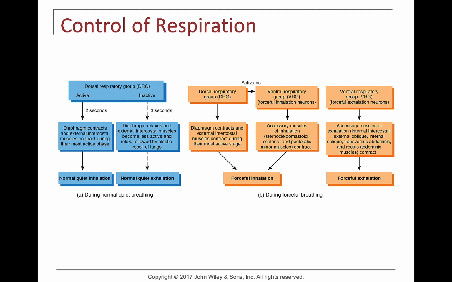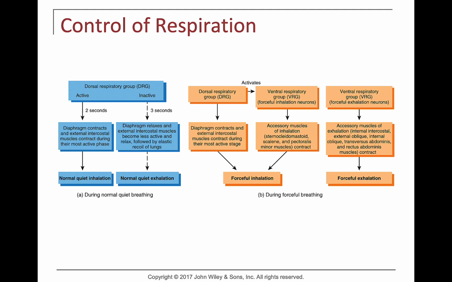So this is an important flow chart to see how the DRG and VRG work together to control both normal and forceful inspiration and expiration. Notice normal quiet breathing is controlled solely by the DRG there at the back of the medulla oblongata, the dorsal respiratory group. It remains active for roughly 2 seconds and inactive for 3 seconds. We know when it is active, it is stimulating those inspiratory muscles, the external intercostals and the diaphragm, to contract. When they contract, they expand the volume of the chest cavity. That makes pressure in the lungs drop. When that pressure drops below atmospheric pressure, we can inhale 2 to 3 liters of air.